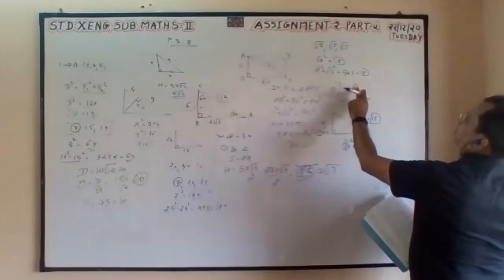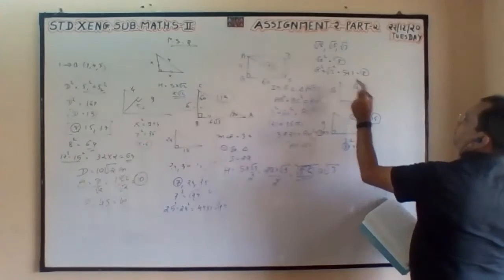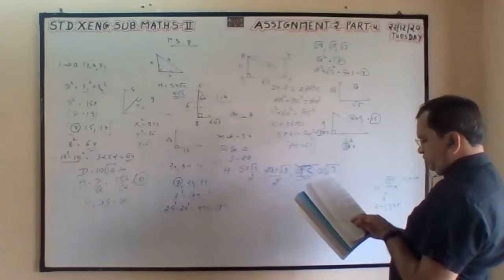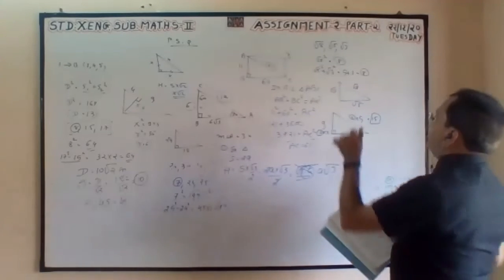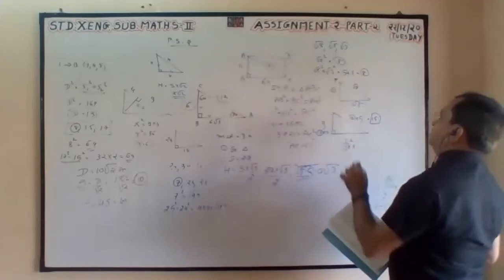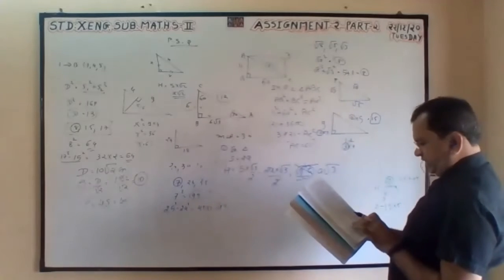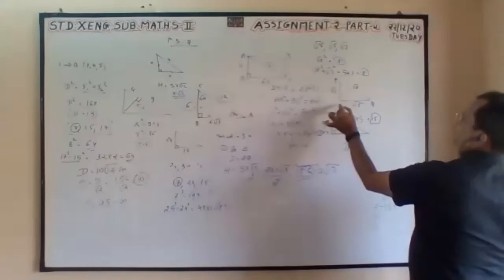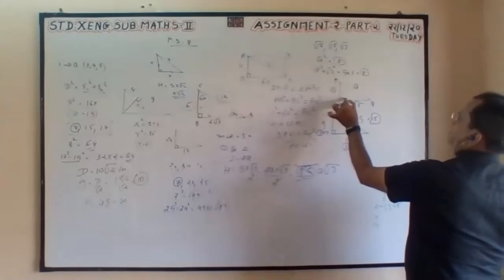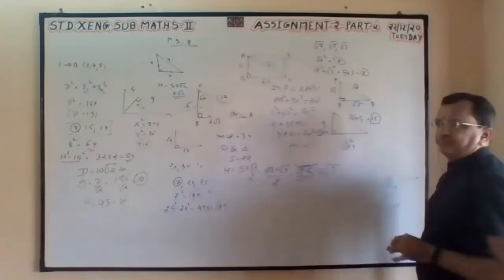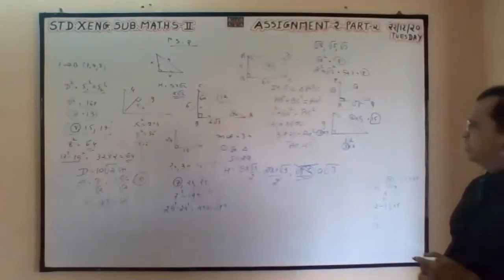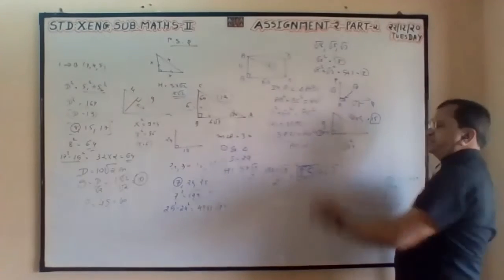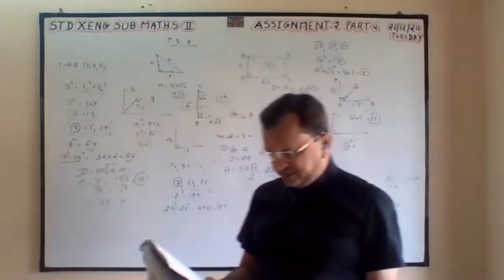Here root 8, root 3. P is common. Root 5, root 8, what is common? Q is common. So this is R. Now from that you can judge, opposite to the highest side, that is 90 in a right angle triangle.